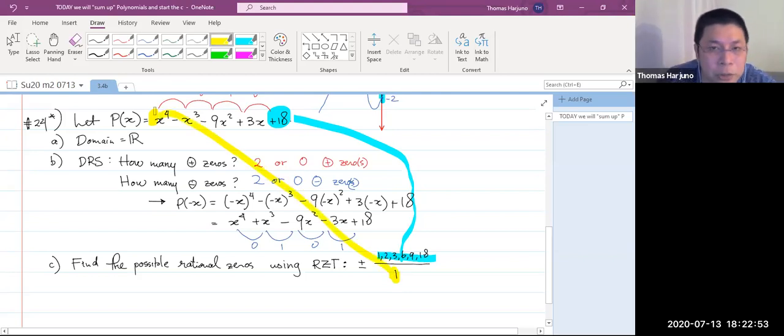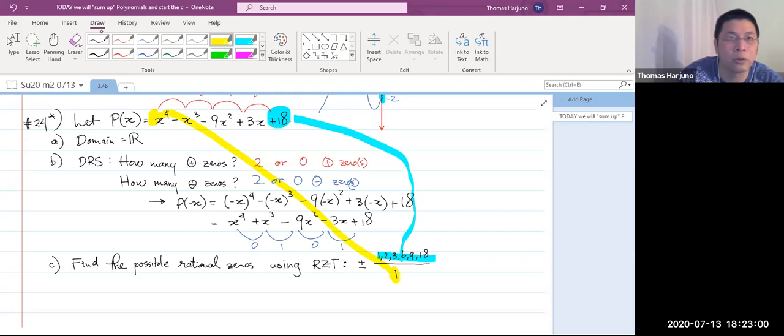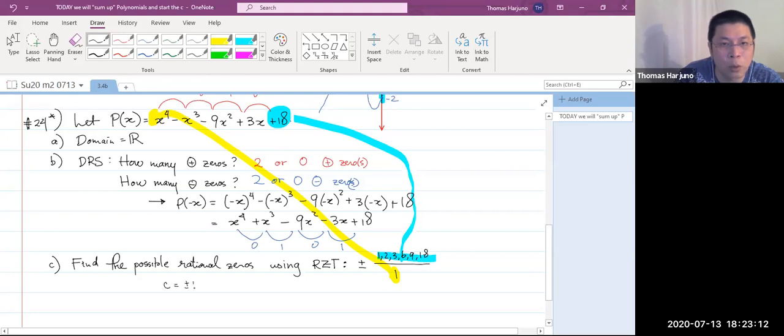Now make sure that all the coefficients of each term are integers. Then we can use the rational zero theorem. If not, then you factor that fraction out. So the rational zeros, let's call that C, would be plus or minus 1, plus or minus 2, plus or minus 3, plus or minus 6, plus or minus 9, plus or minus 18. Those are the possible rational zeros.